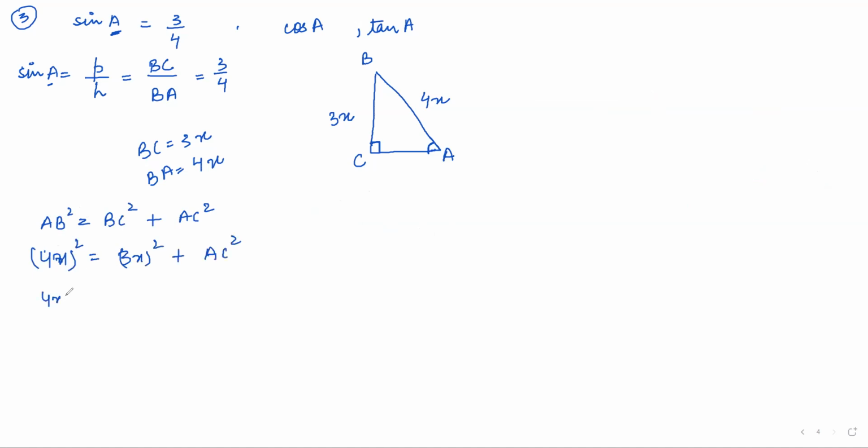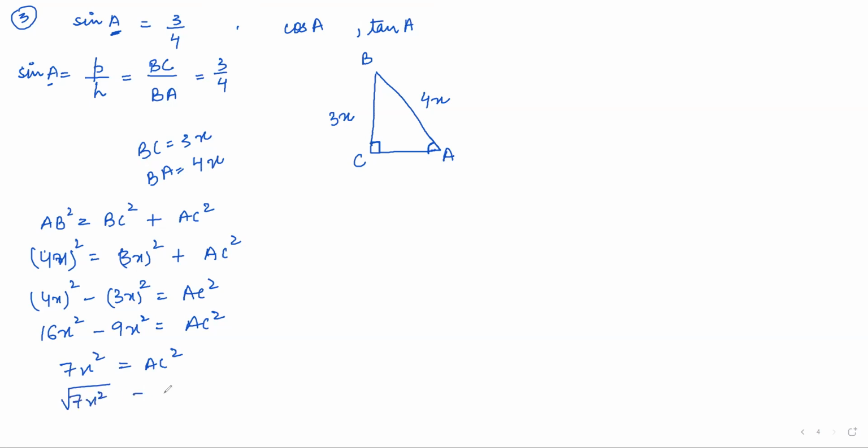So 4x whole square minus 3x whole square is equal to your AC square. So this is 16x square minus 9x square is equal to AC square. And 16 minus 9 is 7x square is equal to AC square, right? So under root of 7x square is AC. And because you have a square here, this will be under root 7 and x will come out. So my AC is under root 7 into x, right?